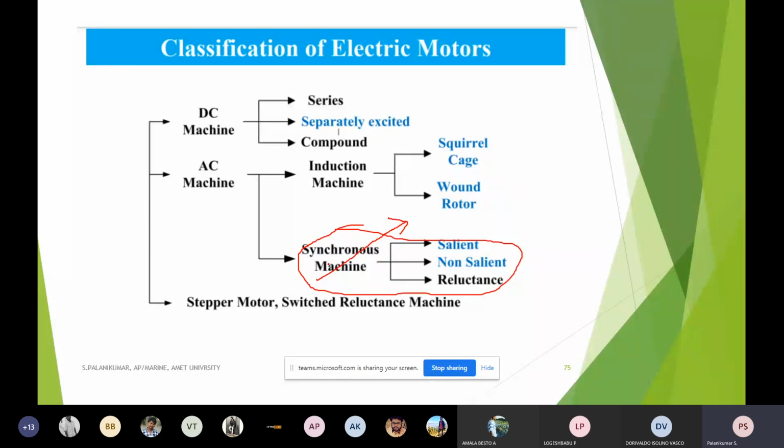But this basic concept is implemented in a DC machine. What is happening in a DC machine? The field is stationary and the armature is rotating. But from the synchronous machine, we can have a brushless DC machine concept in such a way that the field is rotating and the armature can be stationary.